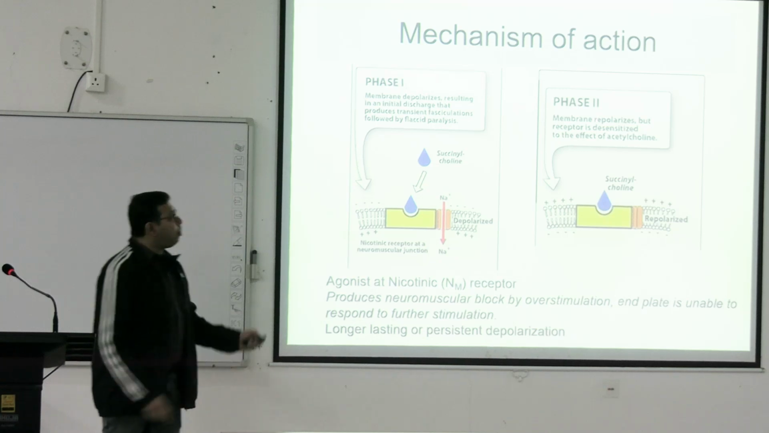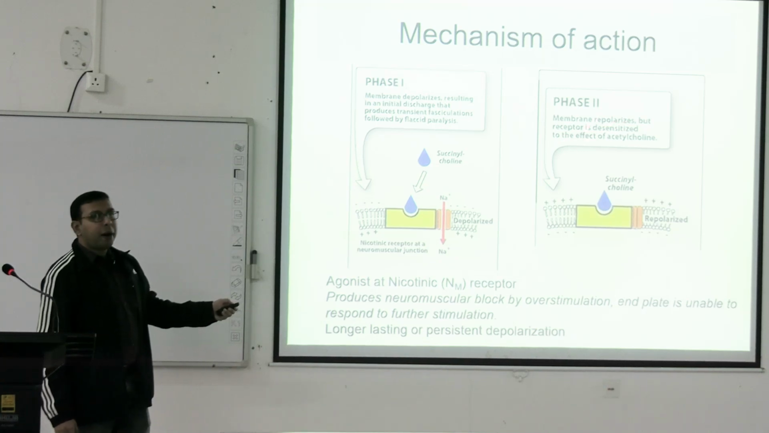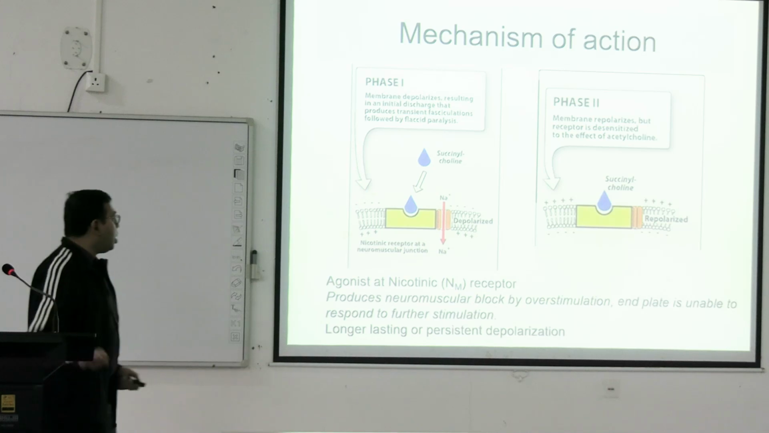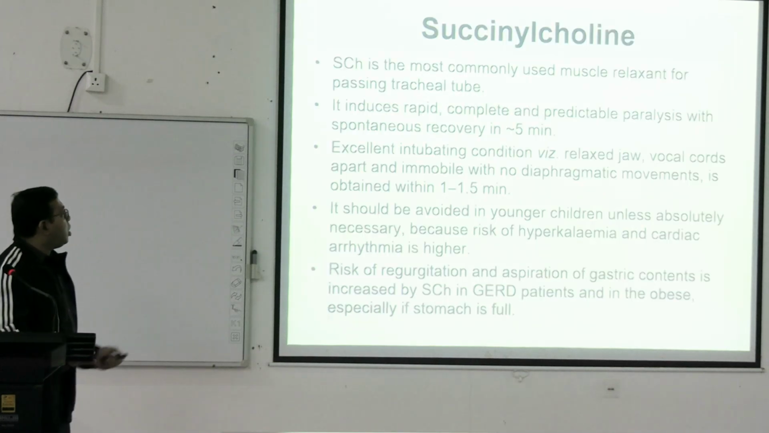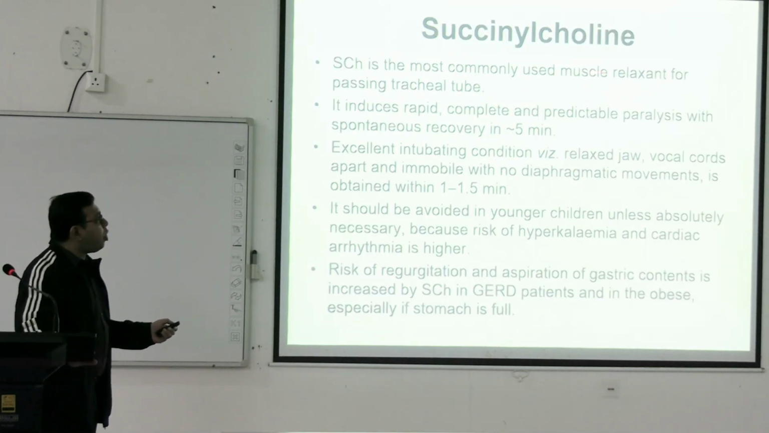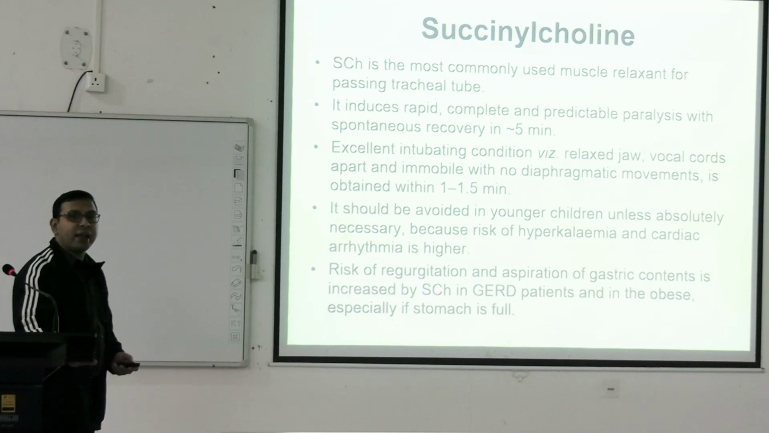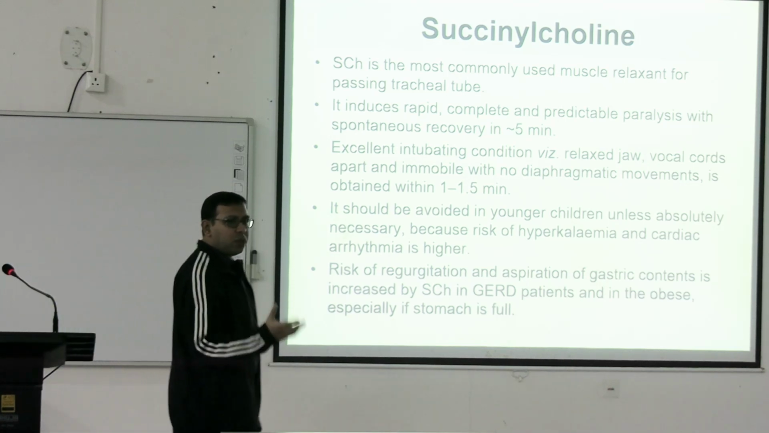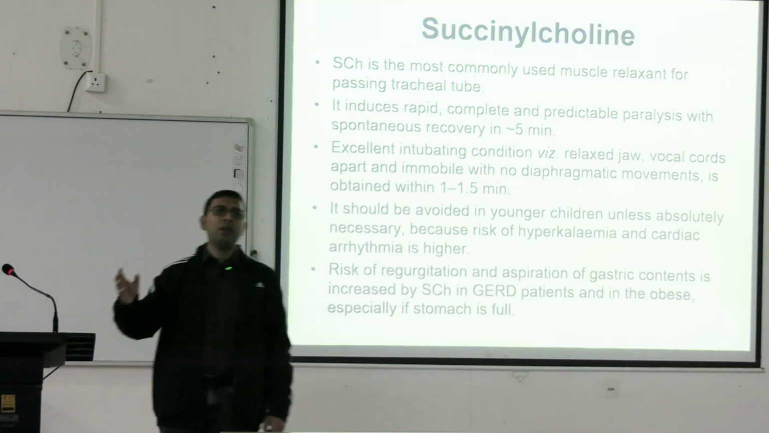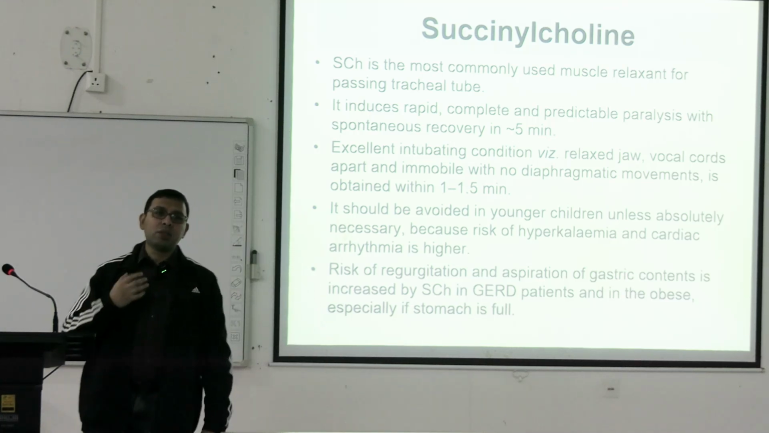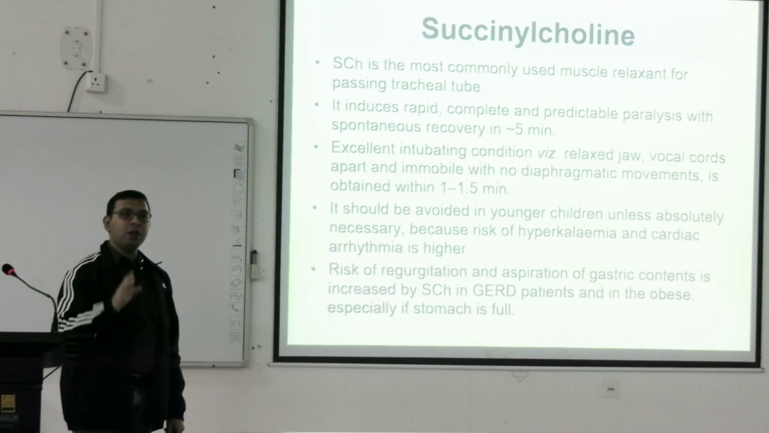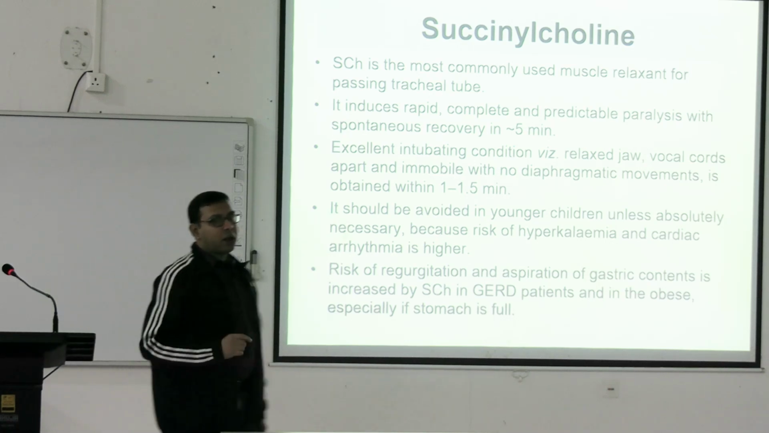In phase 2 block, the membrane repolarizes, but the receptor is desensitized to the effect of the acetylcholine. Succinylcholine is the most commonly used muscle relaxant for passing the tracheal tube, endotracheal intubation. This is a very common procedure you will see in the OT, in the ICU, etc. In those cases, we have to relax the muscles for the intubation in the trachea. In most of these cases, succinylcholine is used.